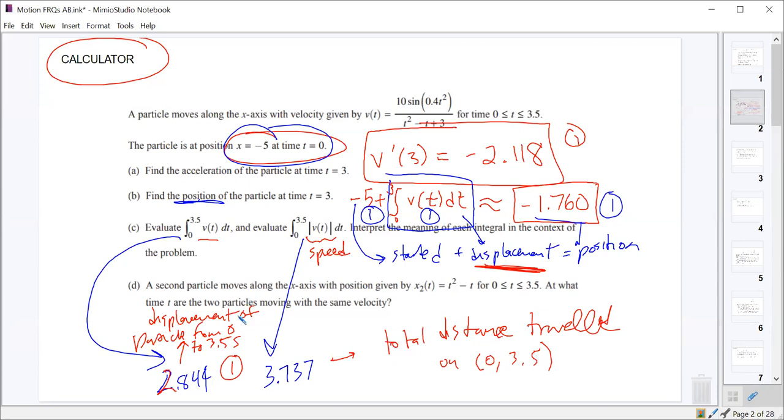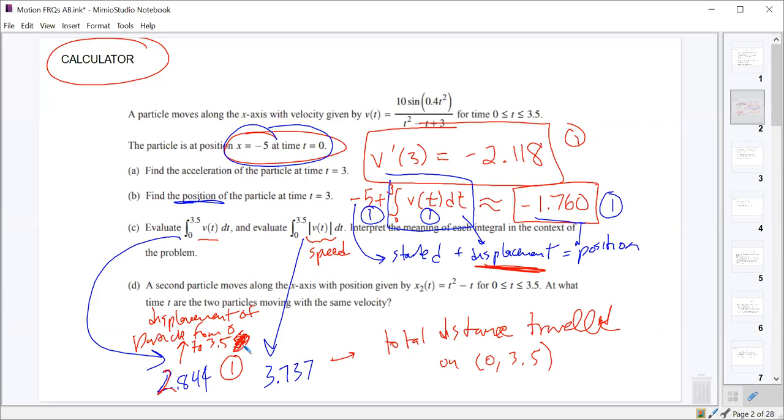Did they not say seconds? Yeah, okay, sorry. Usually they have seconds added there. You don't need to say from t equals 0 to t equals 0. From 0 to 3.5 or from t equals 0 to t. So either way, it's fine.